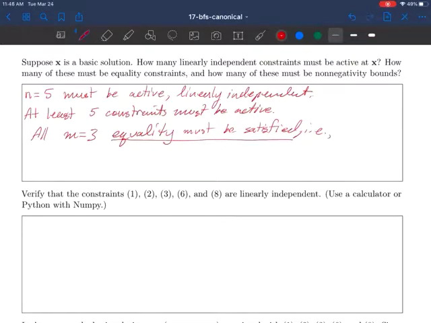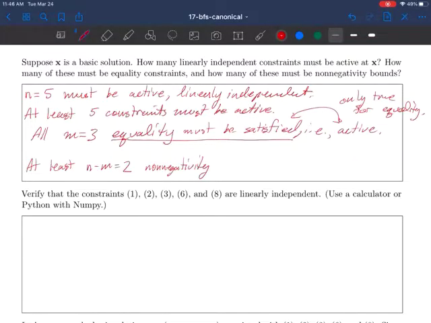Remember, for equality constraints only, to say they are satisfied is the same as saying they are active. So this equivalence is only true for equalities. Okay? And then at least n minus m, in this case that's 2. Remember, 5 minus 3 is 2. At least 2 non-negativity constraints must also be active.